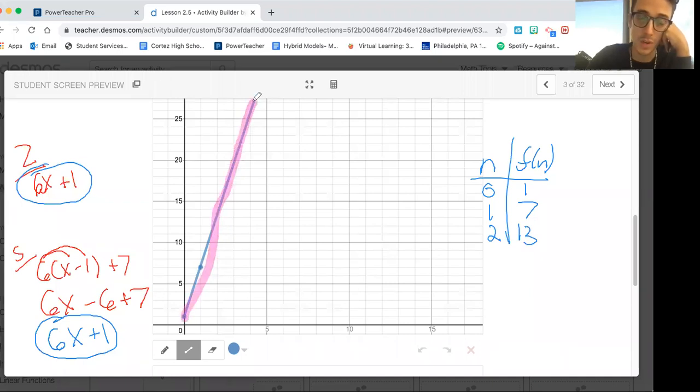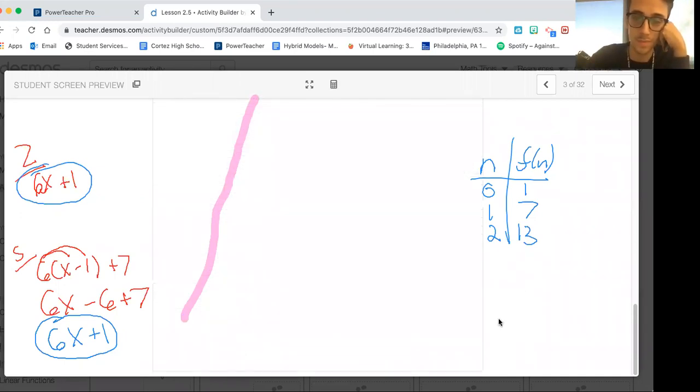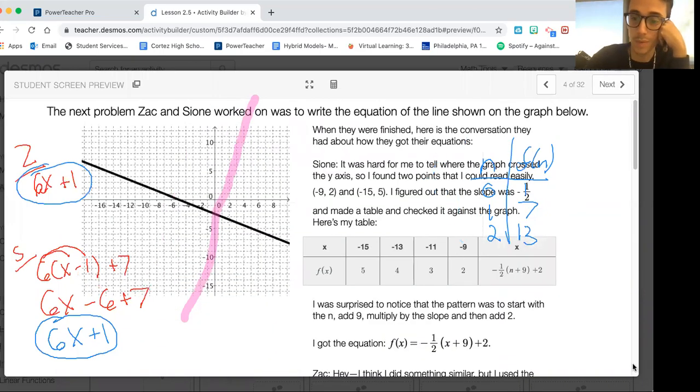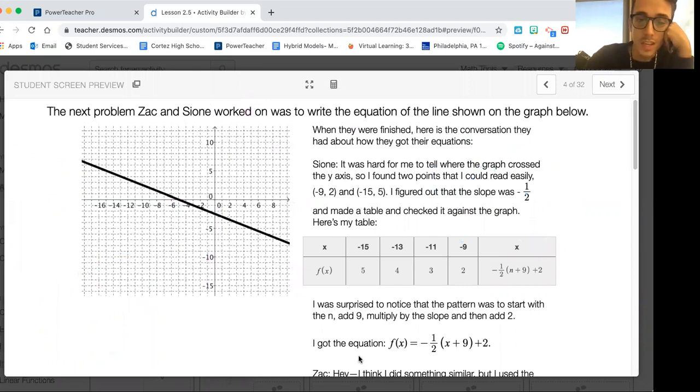If you're not convinced, look at the equations, check the tables. They're both legit. That's just asking you to describe it, I think. All right, so they're both right. I'm with it. Let's see here. Looking at this problem, being asked to write the equation of the line shown on the graph below. When they were finished, here's the conversation they had and how they got their equations.